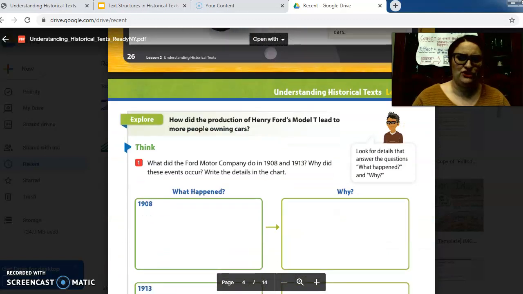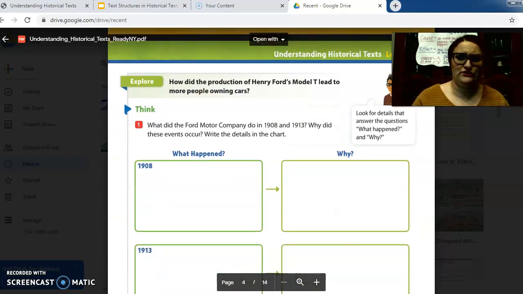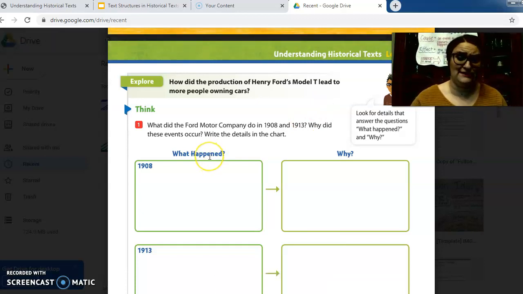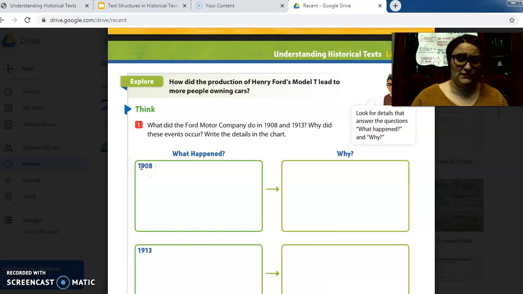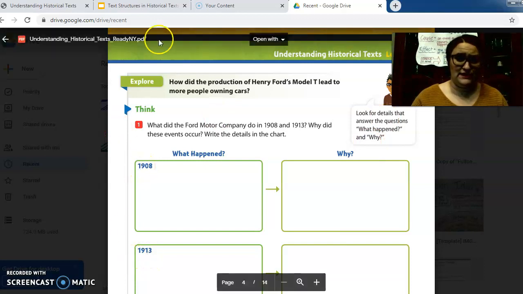So, you have a chart on the next page of your student materials. It says, how did the production of Henry Ford's Model T lead to more people owning cars? So, again, this is actually in reverse order. It has the effect listed in the first box and then the cause on the other side. So, what happened, and why. And it gives us two specific years, 1908 and 1913.